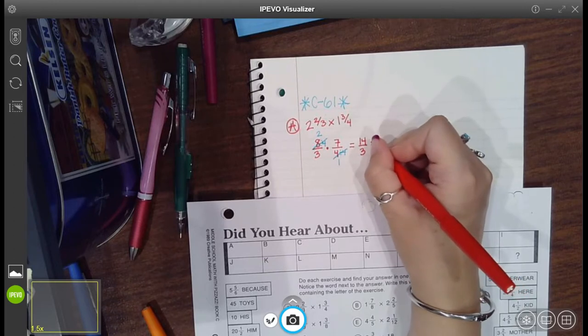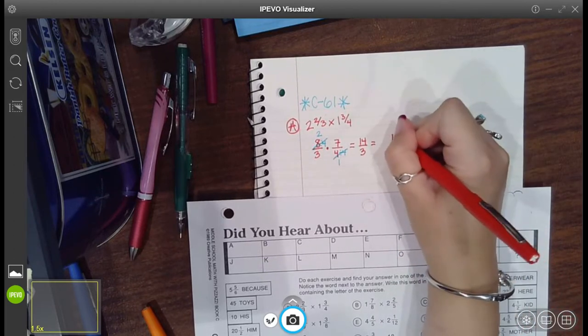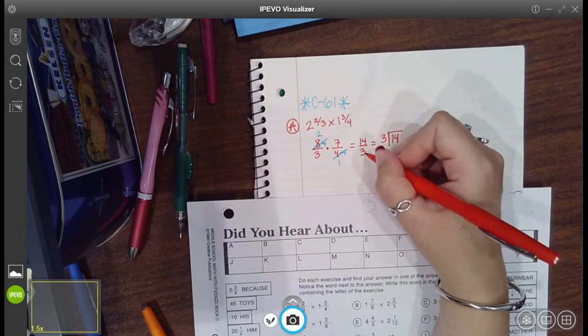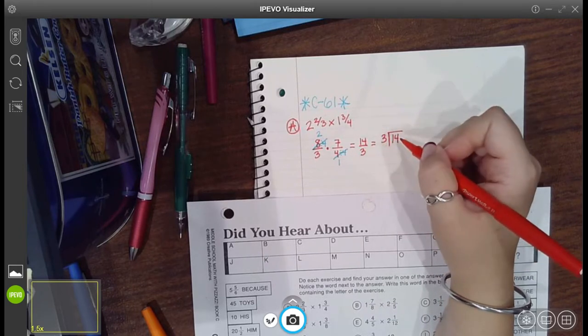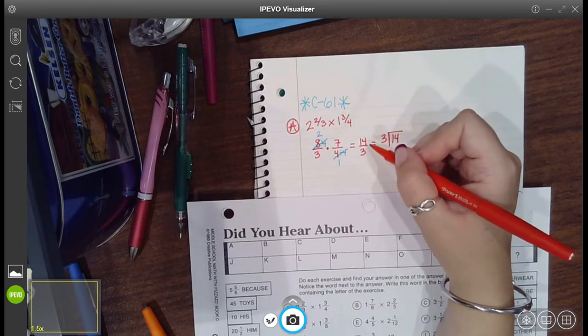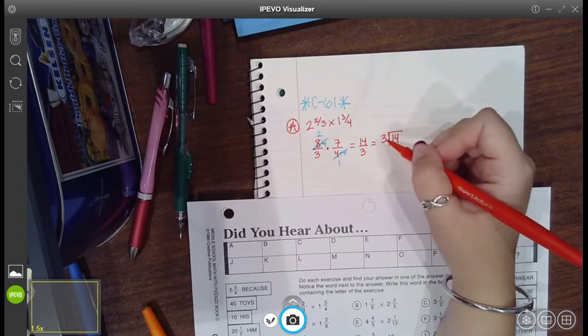I can't leave it like that because it's improper, so I take the top and divide it by the bottom because it's saying 14 divided by 3. Remember, top dog goes in the house, or in and out, like in and out, in and out. That's what a hamburger is all about. So 14 goes inside the house, 3 goes outside the house.